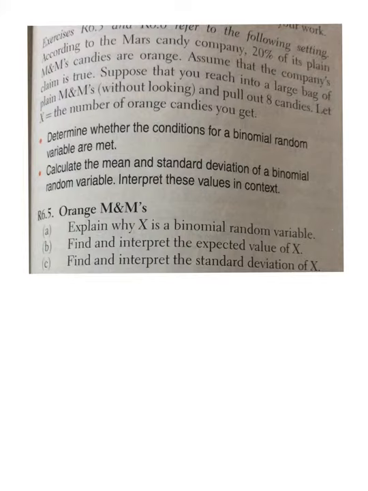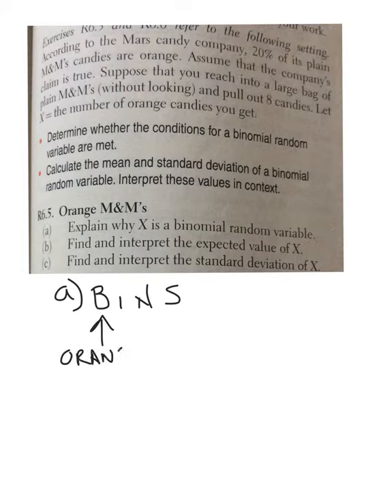Well, how would you do that? Well, you got to check your bins, right? Bins. Is it binary? Well, it's either orange or it's not orange, right? Yes or no? Okay. There's that. Orange or not. And is it independent? Well, one candy that you pull out is not going to affect the next candy that you pull out. Now, but we are not replacing it.